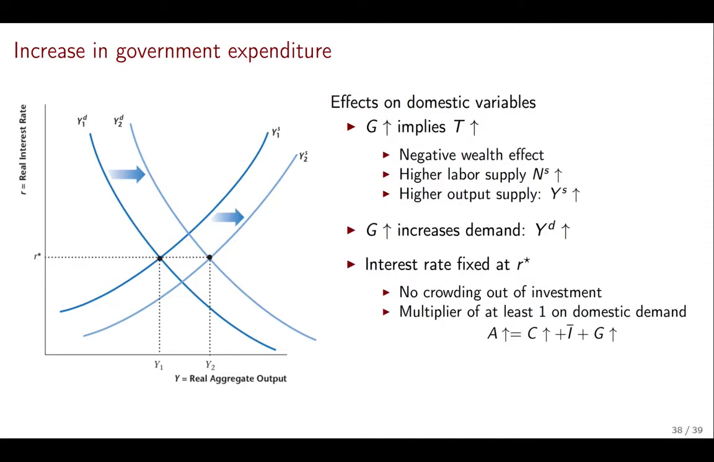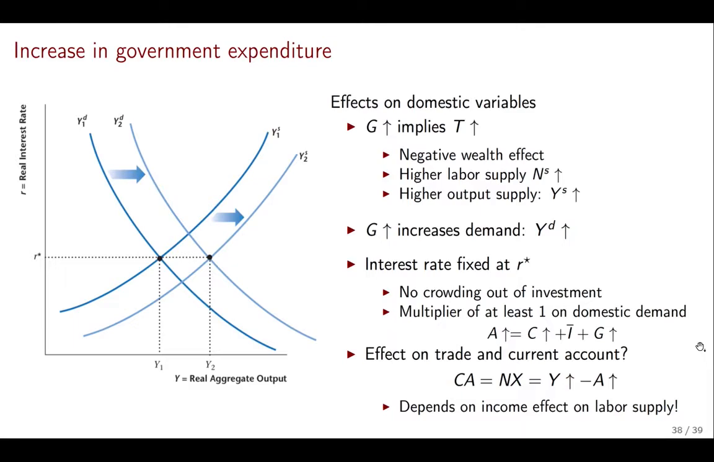Now, the interest rate is fixed, and because of that, there is no crowding out of investment. And so we expect the multiplier to be of at least 1 on domestic demand. The reason is that government expenditure is going up, but that is increasing output. Because output is increasing, we expect consumption to increase, and this increase is not moderated by changes in the interest rate. So we expect absorption to go up.